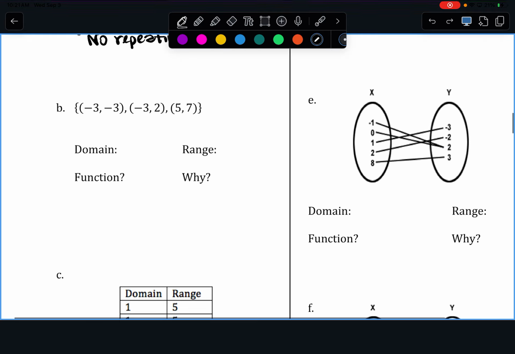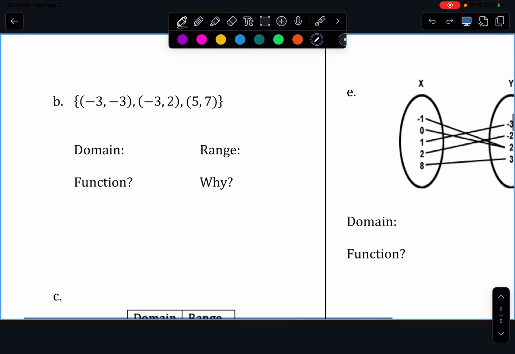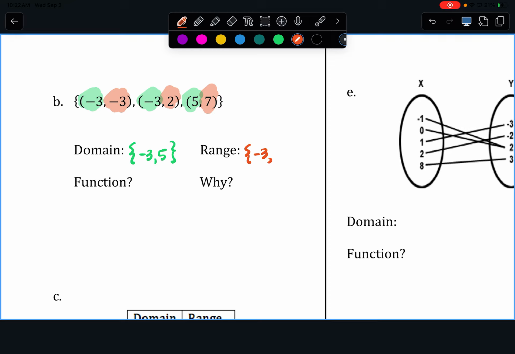All right, let's look at B. I'm going to try to use the same colors. It's green. Basically the same thing. Here's my domain. Only 2 numbers exist because the negative 3's are repeaters, and I don't want to write the repeaters, but I am going to put it in order from least to greatest. And then our range, again, least to greatest. It's already written in least to greatest, so I'm just going to bring that down: negative 3, 2, and 7.